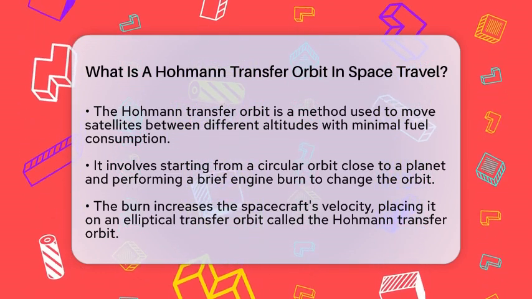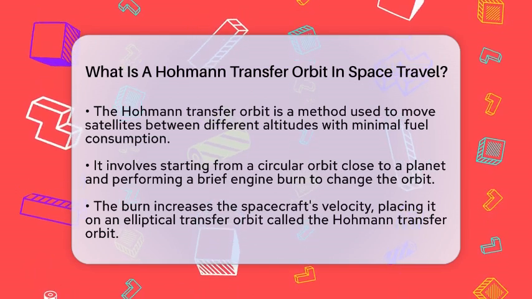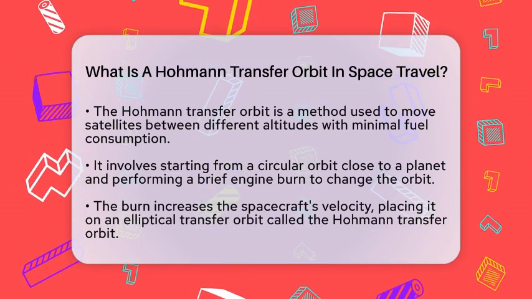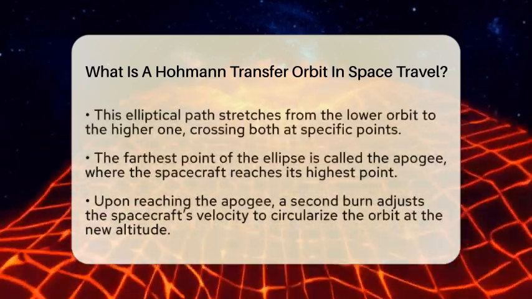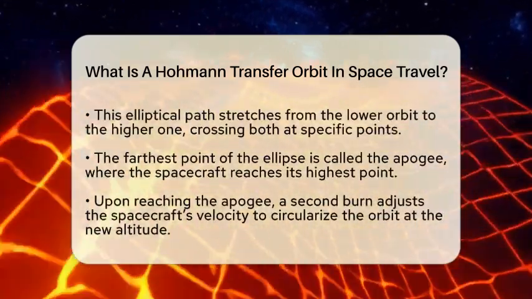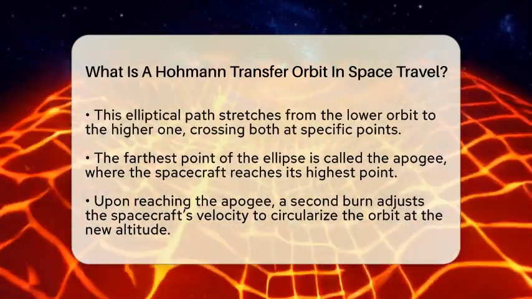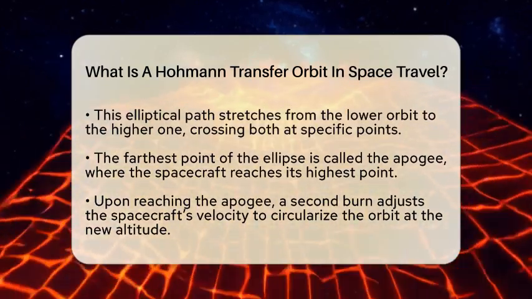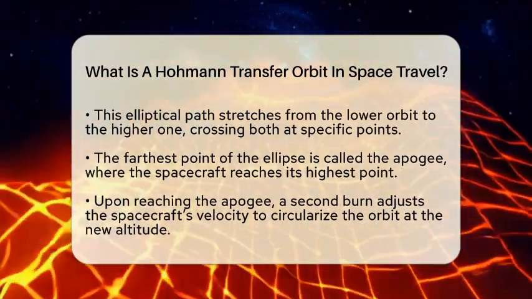The process starts with a spacecraft in a circular orbit close to the planet. To reach a higher orbit, the spacecraft fires its engines briefly in a maneuver called a burn. This burn increases its velocity, pushing it onto an elliptical path called the Hohmann transfer orbit. This elliptical orbit stretches from the lower orbit to the higher one, crossing both at specific points. The farthest point of this ellipse is called the apogee, which is where the spacecraft reaches its highest point.